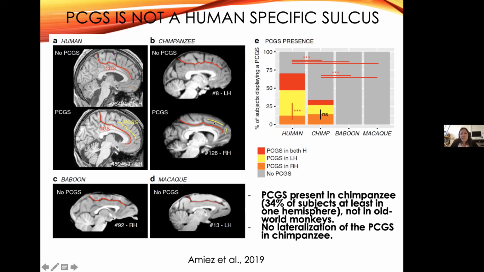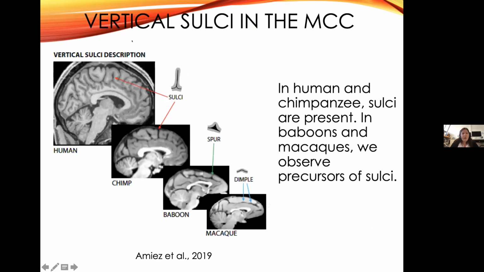So obviously we saw differences. The paracingulate sulcus was present in 34% of subjects, at least in one hemisphere, so less present, and it was not lateralized. But we never observed a paracingulate sulcus in old world monkeys, baboon and macaque. So now if we look at all these vertical sulci I talked about, in human and macaque, these are really sulci, with a strong shape like this. So we call them sulci.